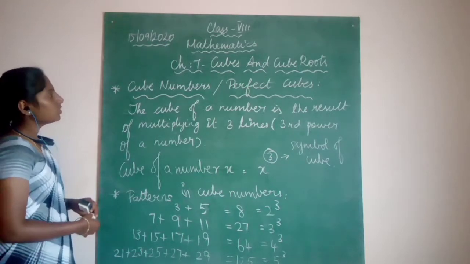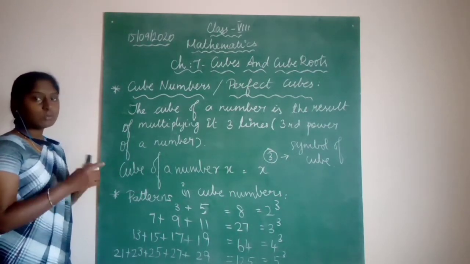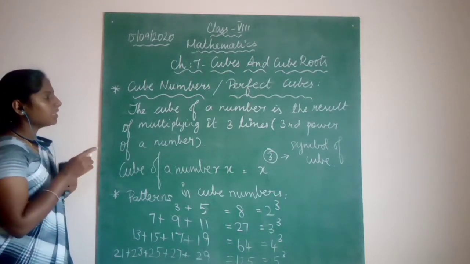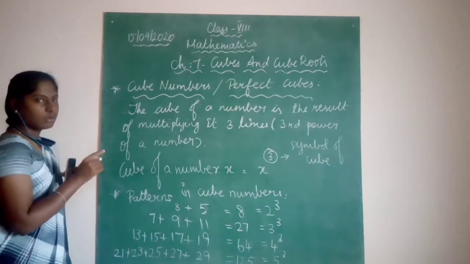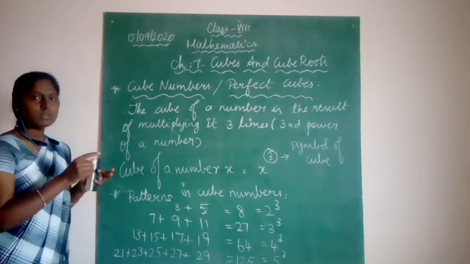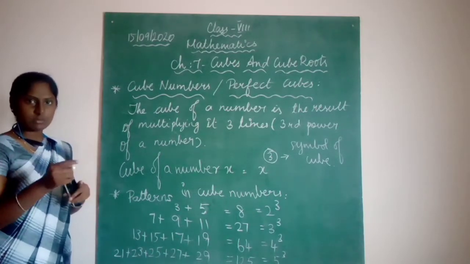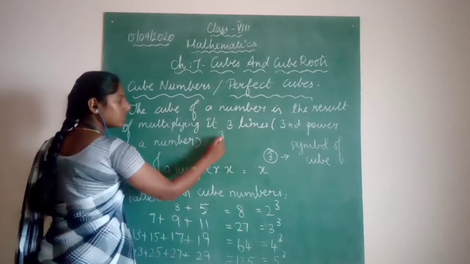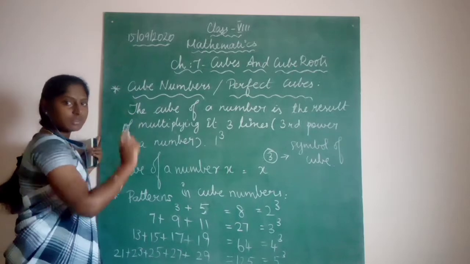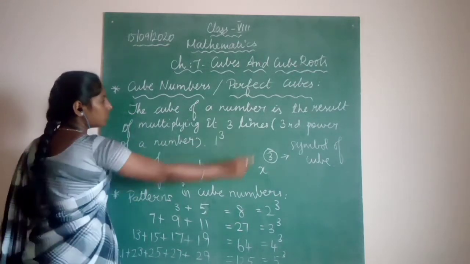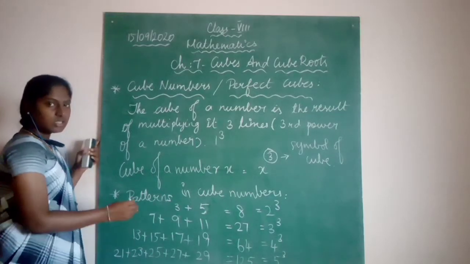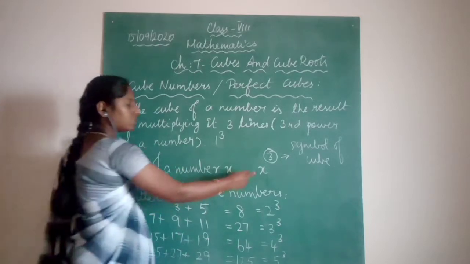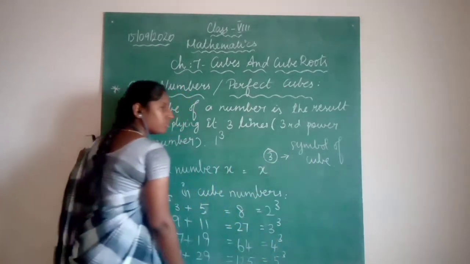Now we will see the definition of a cube number or a perfect cube. A cube number can also be said as a perfect cube. The cube of a number is the result of multiplying it 3 times, that is the third power of a number. Just now we saw 1 cube is 1 into 1 into 1. We are multiplying it 3 times. And 1 cube is written as 1 to the power of 3. This raising 3 and writing is said as power of 3. So this is also known as the third power of the number. This is the definition of a cube number or perfect cube. Next, the cube of a number x is represented as x cube, and this 3 represents the symbol of a cube.